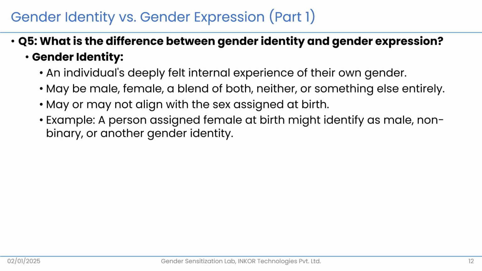Gender identity and gender expression are two separate but related concepts. Gender identity refers to how a person internally understands their gender. It may align with the sex assigned at birth, or it may be different. For instance, someone assigned female at birth might identify as male, non-binary, or another gender identity entirely. Gender identity is deeply personal and can vary from one person to another. It is not something visible to others, but is based on how individuals see themselves and how they feel about their gender. Understanding gender identity is essential to recognizing and respecting diverse experiences.